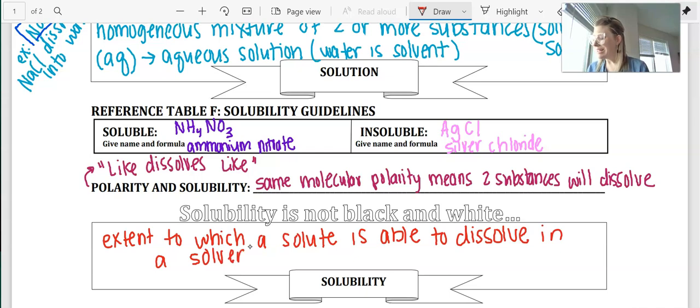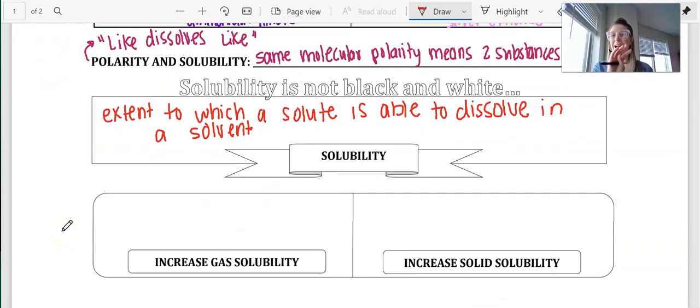Okay, so what makes something more or less soluble? How can we improve solubility? How can we get something to dissolve more? Well, interestingly, we're going to talk about, again, I said solutes are really going to be defined as either gases or solids. And so we're going to talk about the ways to increase both the gas solubility or solid solubility.